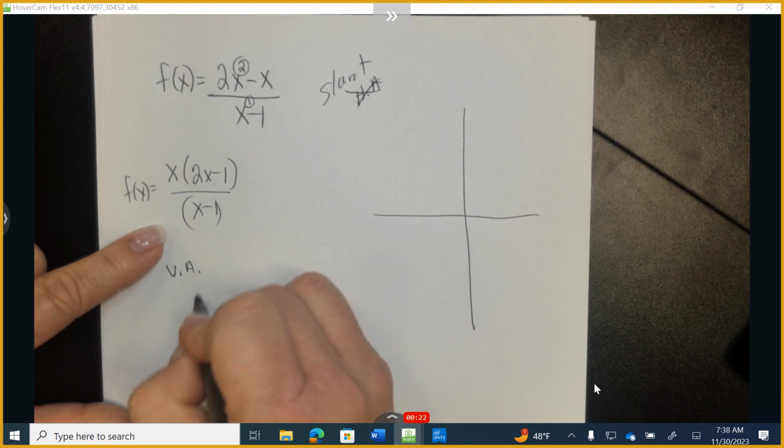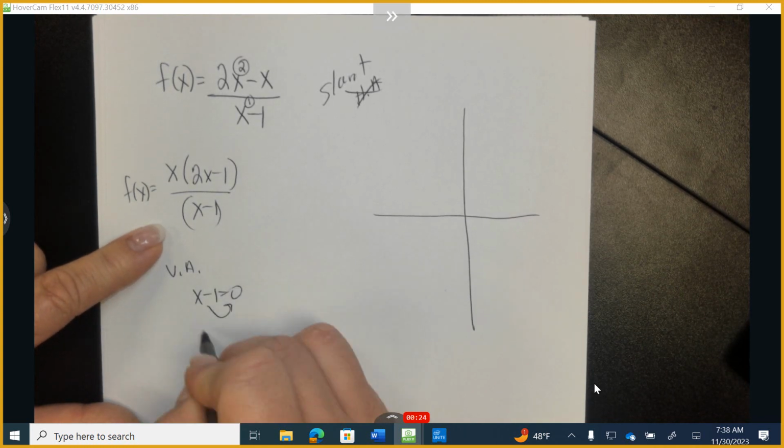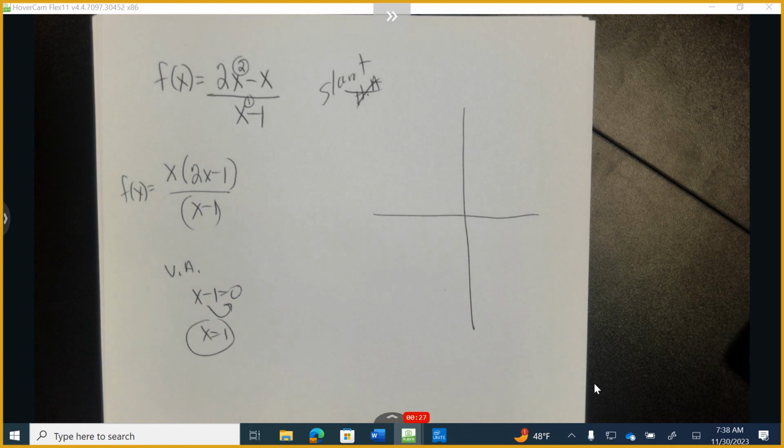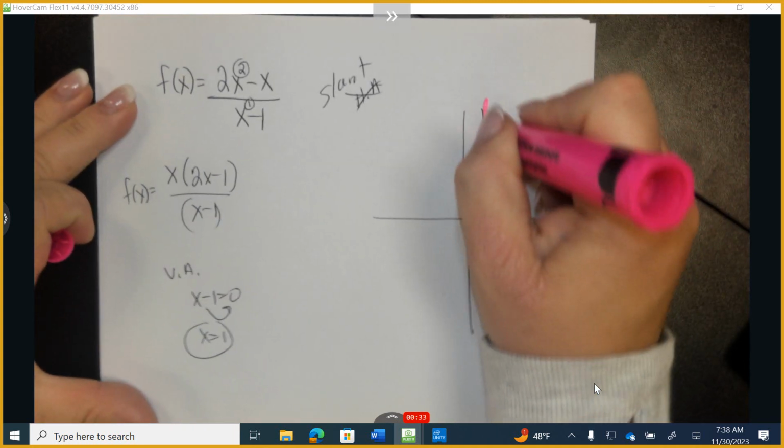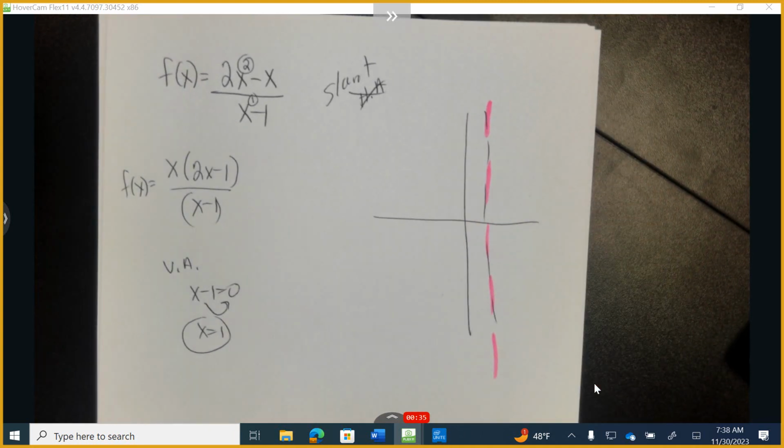If I take the denominator and set it equal to 0, I end up with the equation x equals 1. So I'm going to go over to 1, and I'm going to make this a vertical asymptote, which a function will never cross.